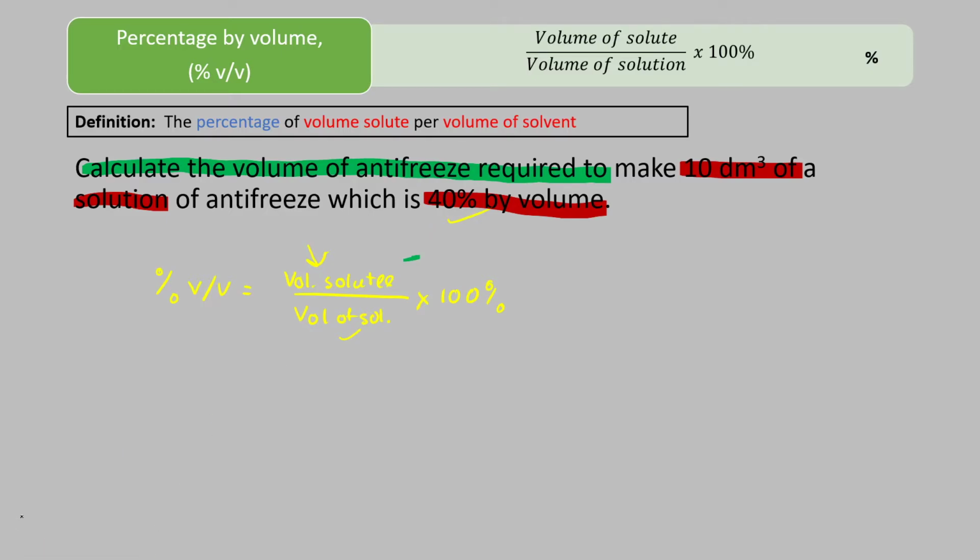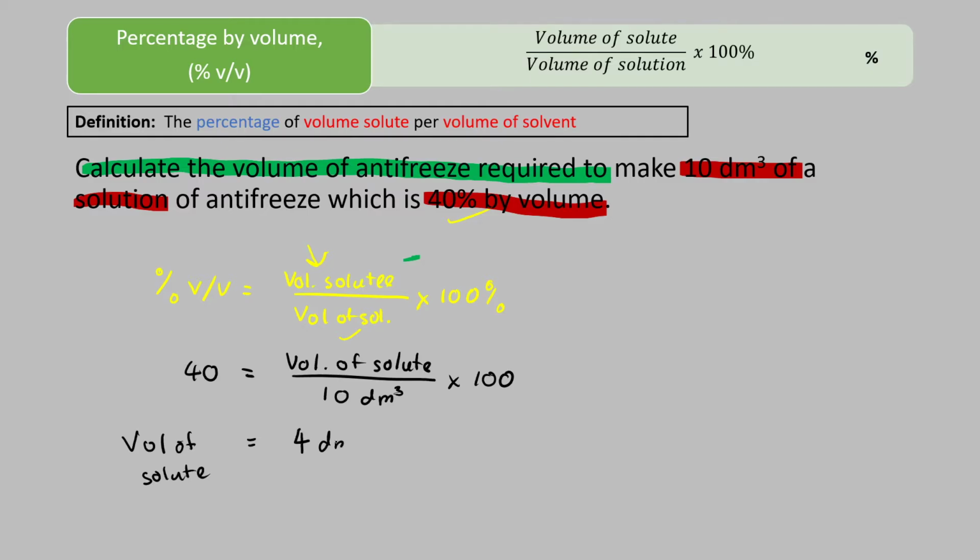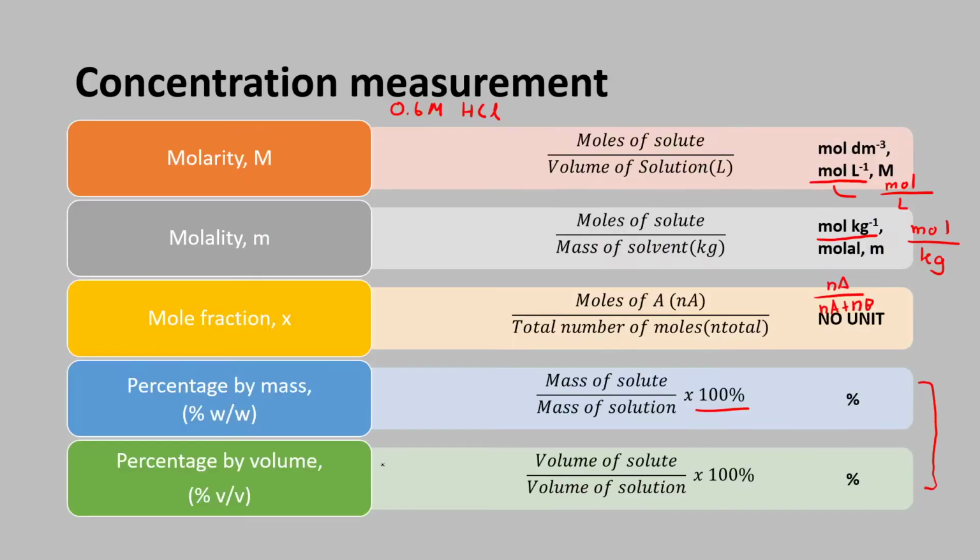So this is very easy. What you guys need is to just substitute: volume of solute over 10 dm³ times 100. So you should get 4 dm³ of solute. Did you get 4 dm³? Yes. Alright, very nice.